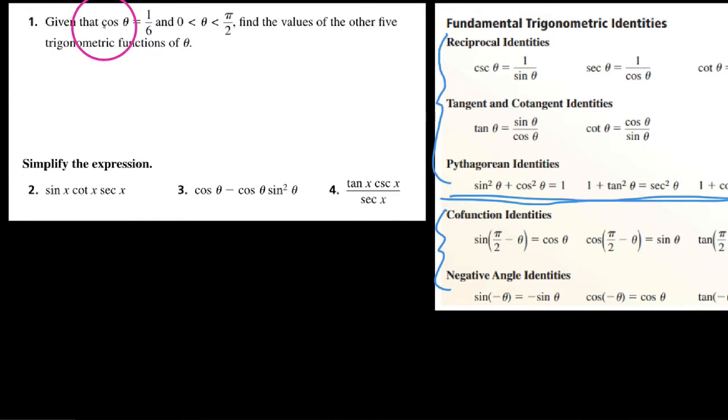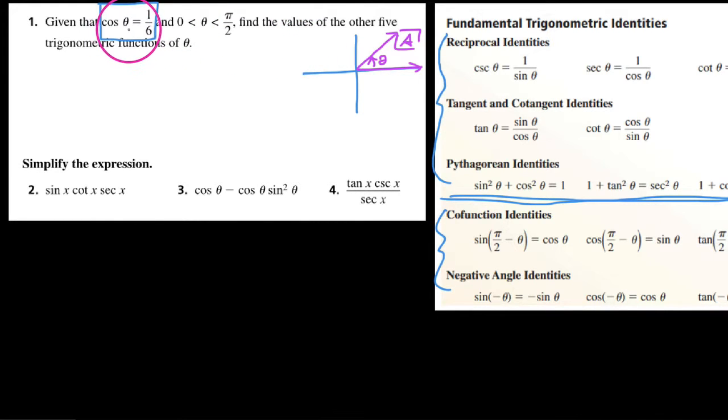On number one here, we're given the value of cosine right off the bat, and we're also told that our angle is somewhere between 0 and pi halves. One thing I want to do is sketch out our angle. All I want to know is that it terminates in the first quadrant. This means all of the values that we find should be positive. So what we want to do is find the other trig function values.